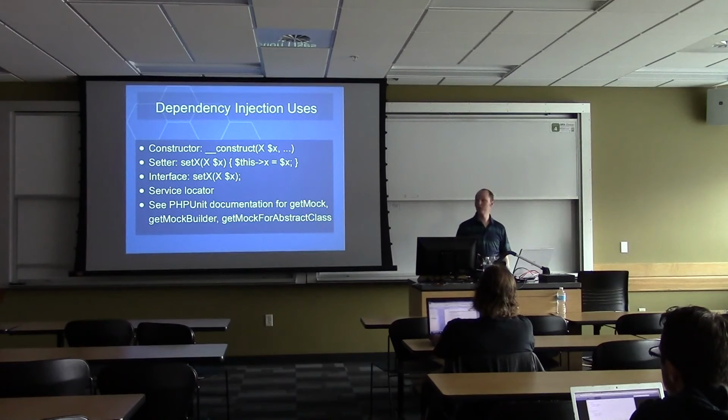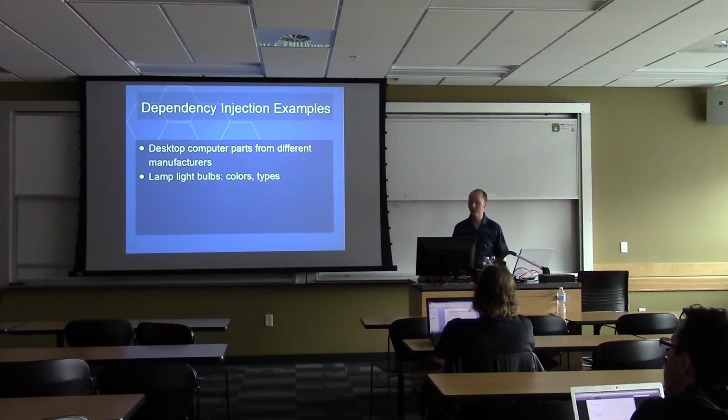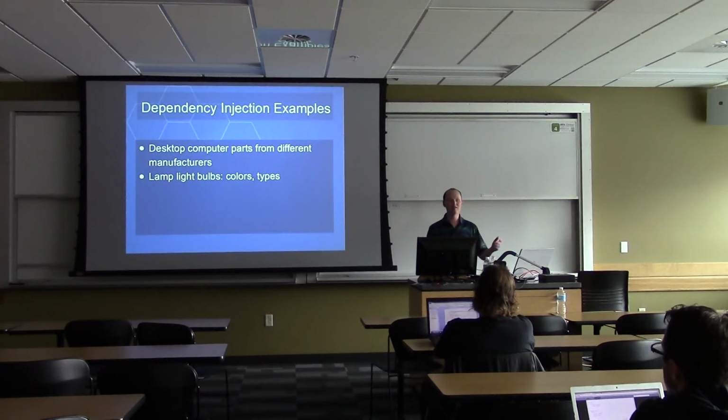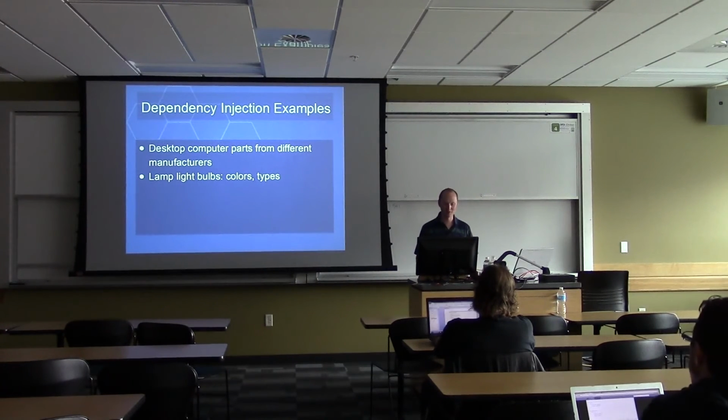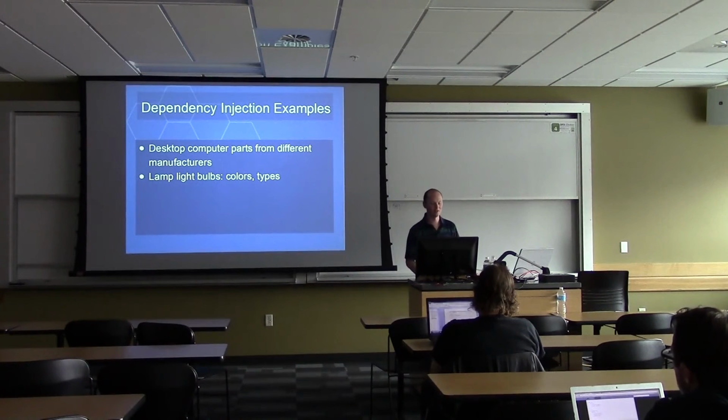So when would you use dependency injection? What are some examples? Think about a desktop computer. Who hasn't built a desktop computer, right? I can't tell you how many I've built. It's insane, ripping them apart and so on. But a desktop computer, what does it have? It has a power supply. It has a motherboard. It has RAM. All these different things. It has a video card.